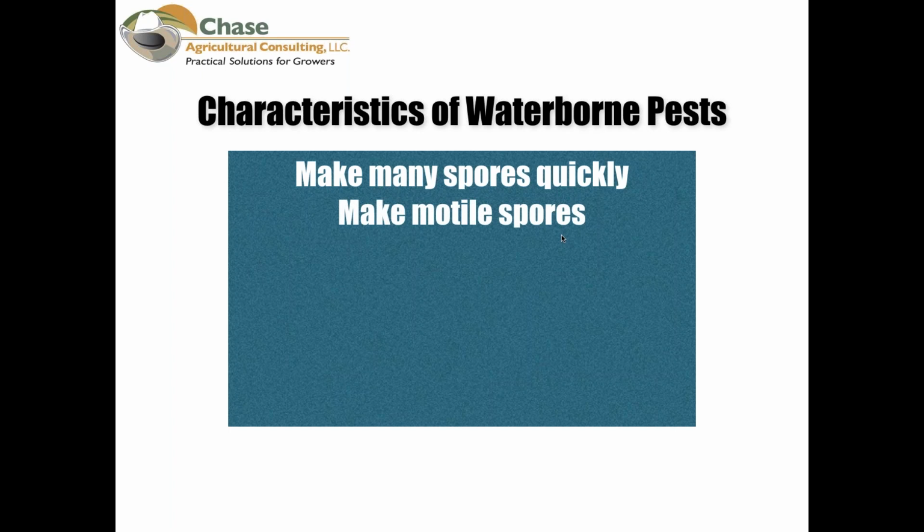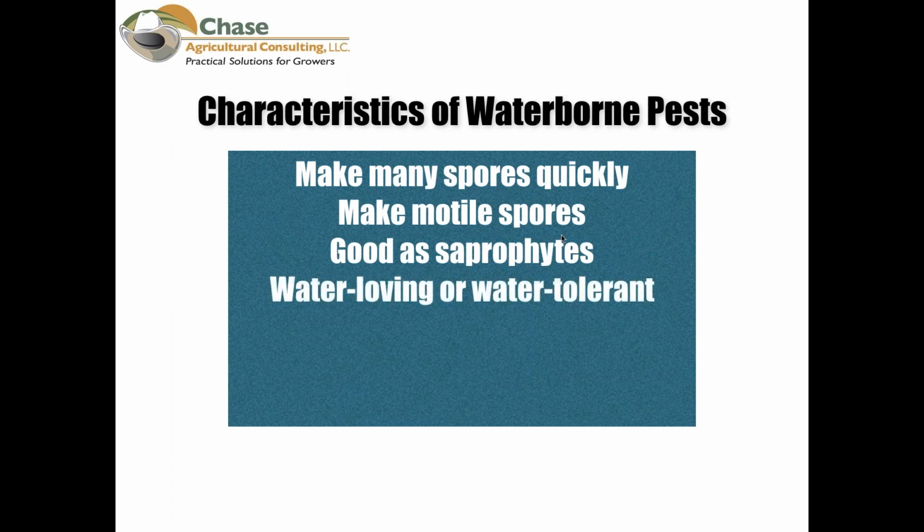If they have motile spores or ways to swim, algae do, and the bacteria do, Phytophthora and pythium can make spores that actually can swim, and that is a serious problem, obviously, in a waterborne system. As we talked about earlier, if they're good saprophytes, that's much more likely to make them a problem in water. If they either are water-loving, like pythium or Phytophthora, or at least tolerant, then that makes it more of an issue.